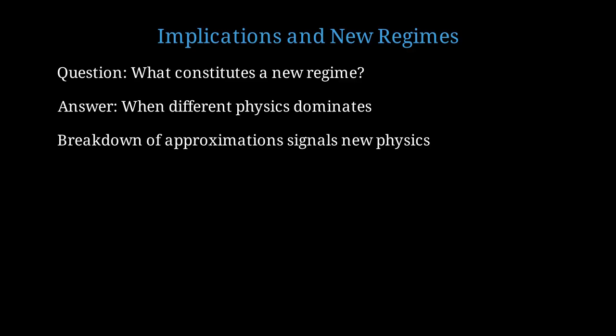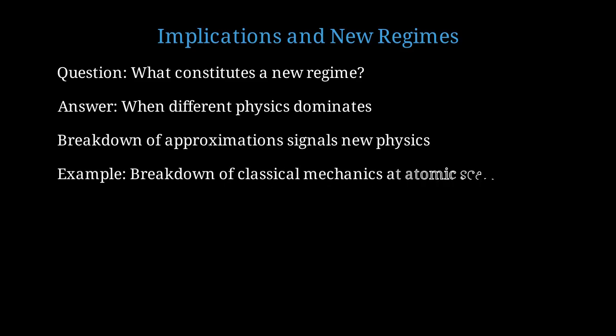Often, a new regime is signaled by the breakdown of an approximation you've been using. If your data suddenly deviates from theory, maybe the approximation is no longer valid. Classical mechanics works great for everyday objects. But at atomic scales, it completely breaks down. If you were measuring atomic spectra in the early 1900s, classical predictions would fail spectacularly. The Heisenberg uncertainty principle shows why. Delta x times delta p is greater than or equal to h bar over 2. This quantum mechanical limit has no analog in classical physics.